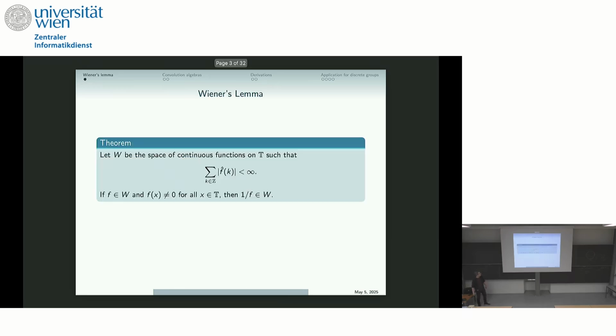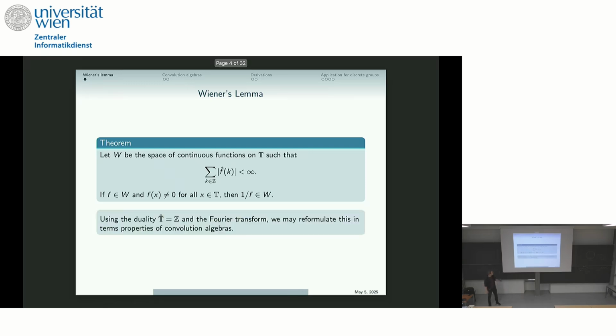Okay, so Wiener's lemma says that if I let W be the space of continuous functions on the circle, which I'll denote by T, for which I have a summable Fourier series, then if f is in W and f is nowhere zero on the circle, so it has a pointwise inverse if you view it as an element of C of T, then its inverse, 1 over f, is also going to be such that it has a summable Fourier series. And what I'll do, I'll use the duality between the circle and the integers, and the Fourier transform, and reformulate this in terms of properties of convolution algebras.